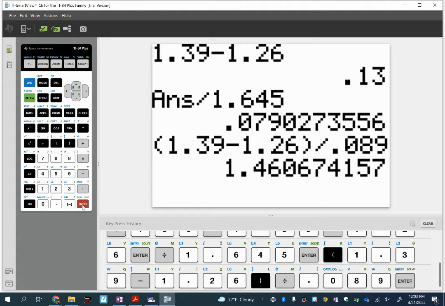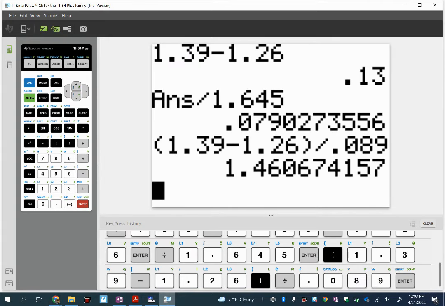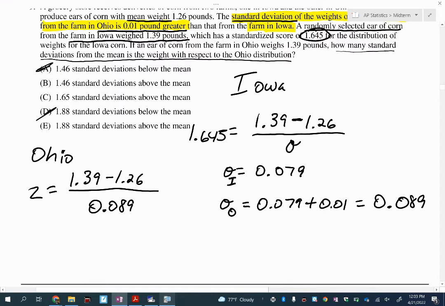Right, above it. So we crossed out A and D because they say below. And what was our answer? 1.46, I believe, was the answer. 1.46. And so it's above the mean. So it's B, 1.46. All right. Let's do one more. And then we'll be done.